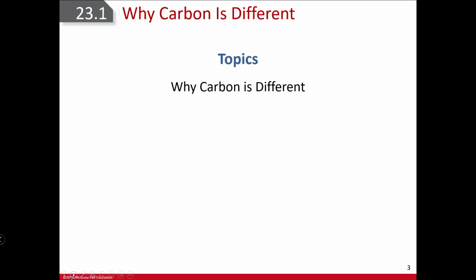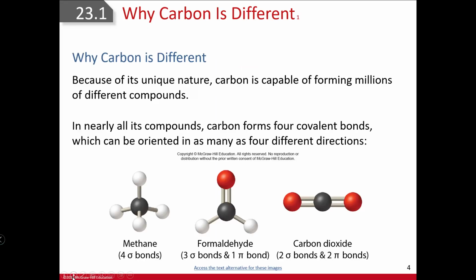So why is carbon different? What I'd like you to think about before we move on: can you draw a Lewis structure for carbon and determine how many bonds carbon wants to form, and why does it want to form that many bonds? So carbon is different because it can form 4 bonds, and those bonds can be sigma bonds, pi bonds, or a combination of both.